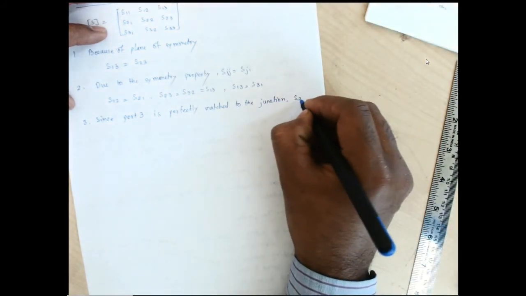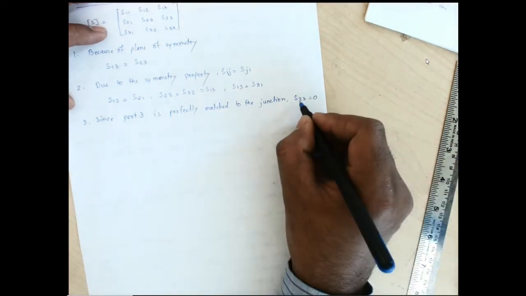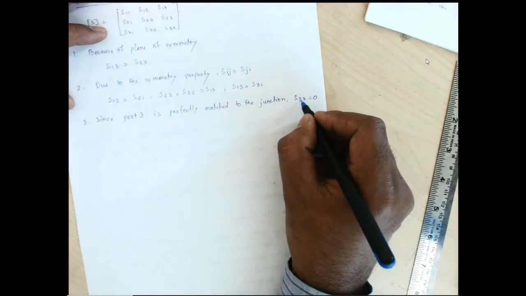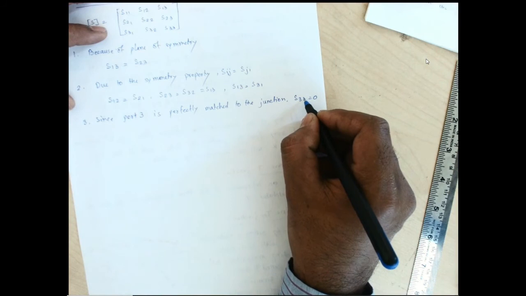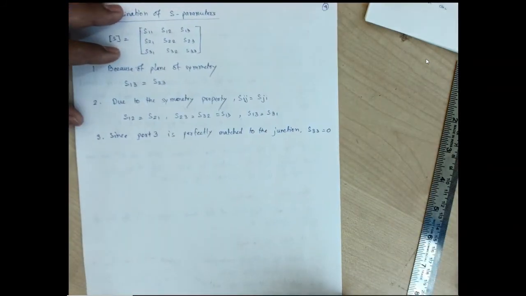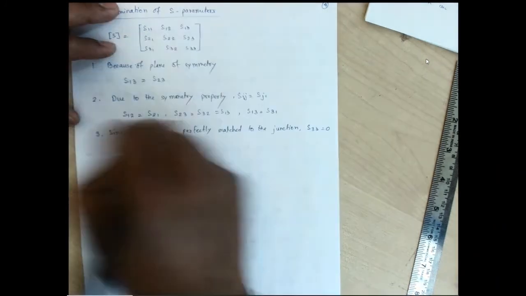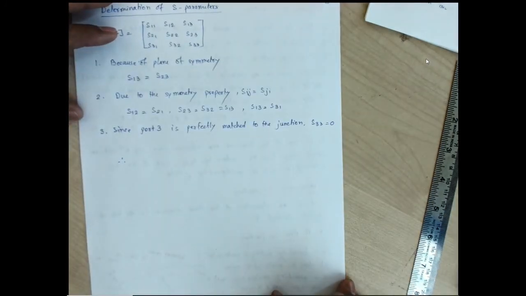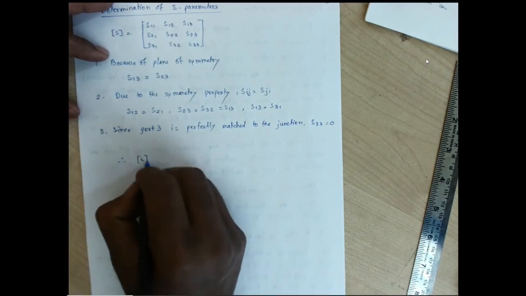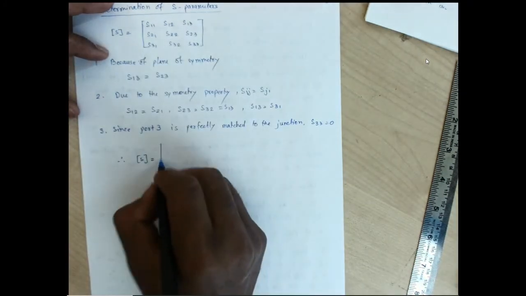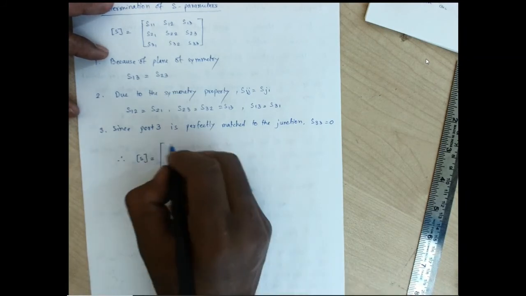That is, S33 is 0, which means the source is connected to this port as well as the reflection from this port. Obviously, since it has been matched, there will be no reflection. So finally, using all those characteristics and properties, what will be our S matrix from this? What can we write?